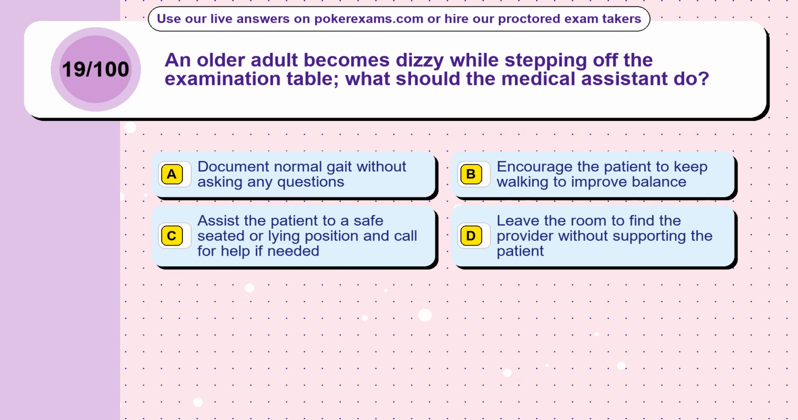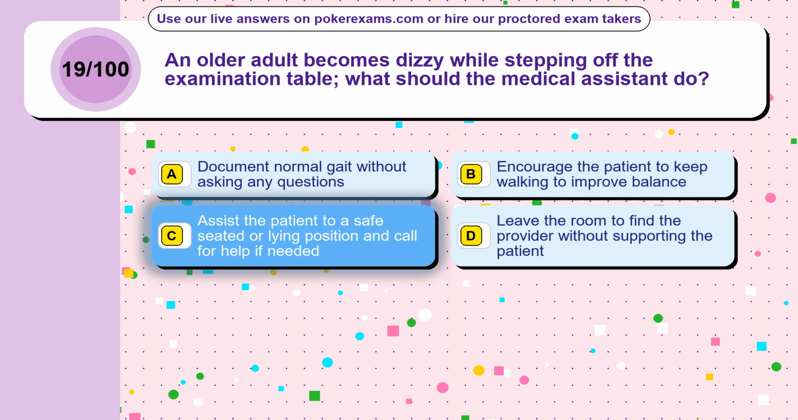Question 19. An older adult becomes dizzy while stepping off the examination table. What should the medical assistant do? Option A. Document normal gait without asking any questions. Option B. Encourage the patient to keep walking to improve balance. Option C. Assist the patient to a safe seated or lying position and call for help if needed. Option D. Leave the room to find the provider without supporting the patient. The correct answer is option C. Assist the patient to a safe seated or lying position and call for help if needed.